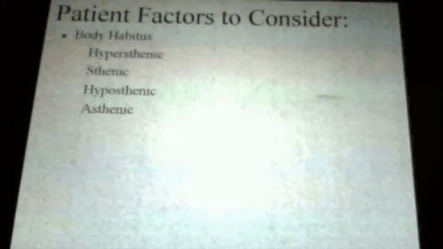And these are the four sizes right here. Hypersthenic, sthenic, hyposthenic, and asthenic. Sthenic would be your average size patient. So it all kind of revolves around that one. That's the word that's in all of the other ones. Sthenic means average size.